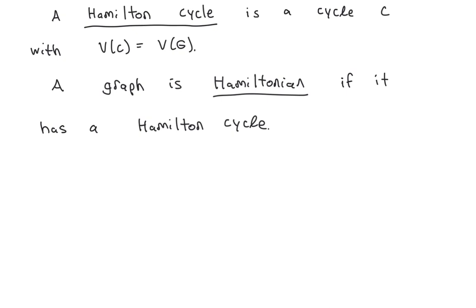All right, so a Hamilton cycle is a cycle that goes through every vertex of the graph. So the vertices of the cycle are the vertices of the graph. So it's different than an Euler tour because you're allowed to skip edges. We're going to say a graph is Hamiltonian if it has a Hamilton cycle.